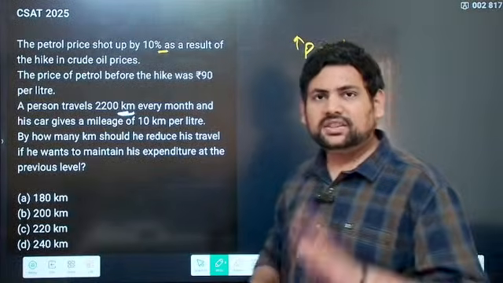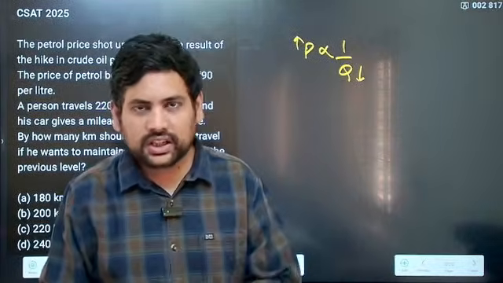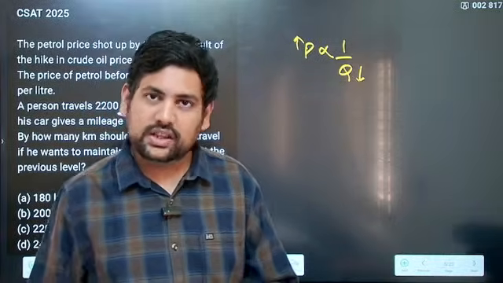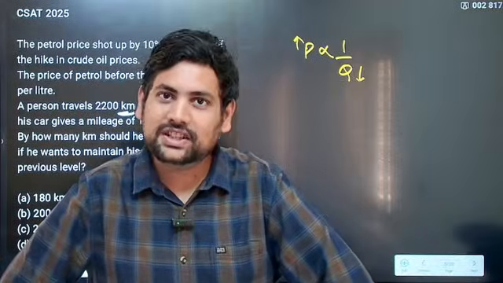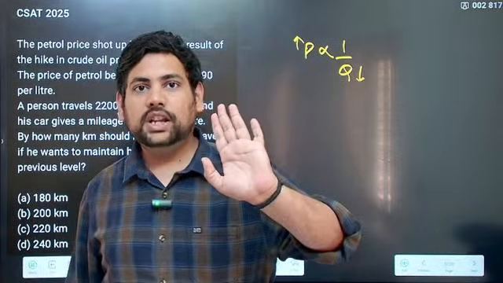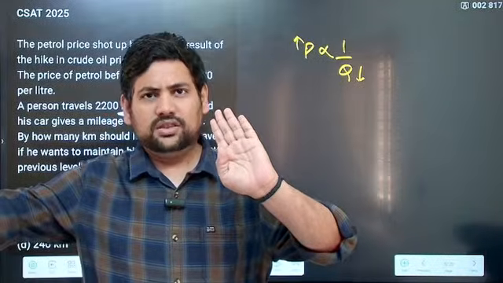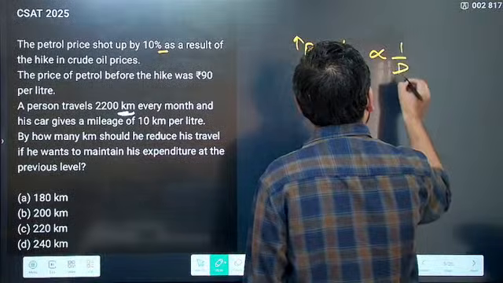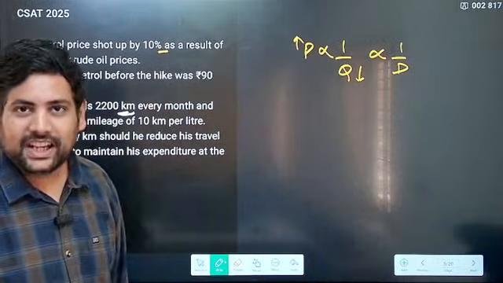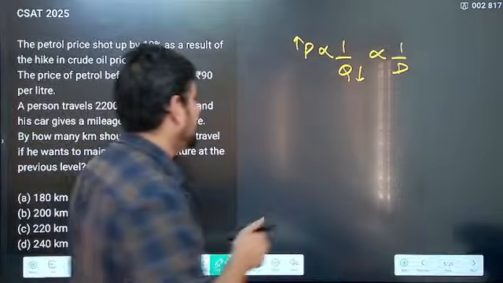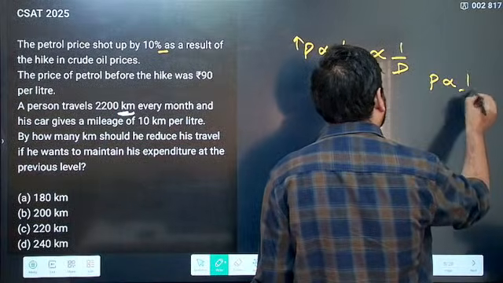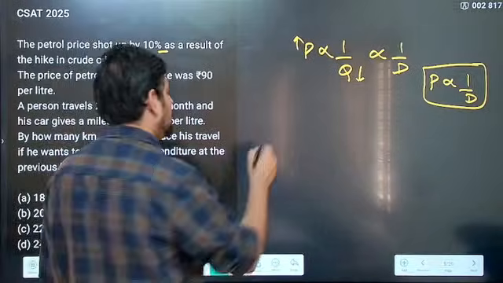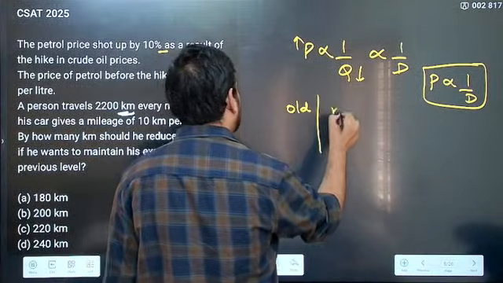Now, if the price of petrol increases, quantity decreases, then the number of kilometers that he can go also decreases. Can you feel this? If the price shot up, you have the same money, then you can go a shorter distance because you will have less petrol, correct? So that means price is inversely proportional to distance. Now, once you have this, P is inversely proportional to 1 by d, or price is inversely proportional to distance. Now you can write old and new.